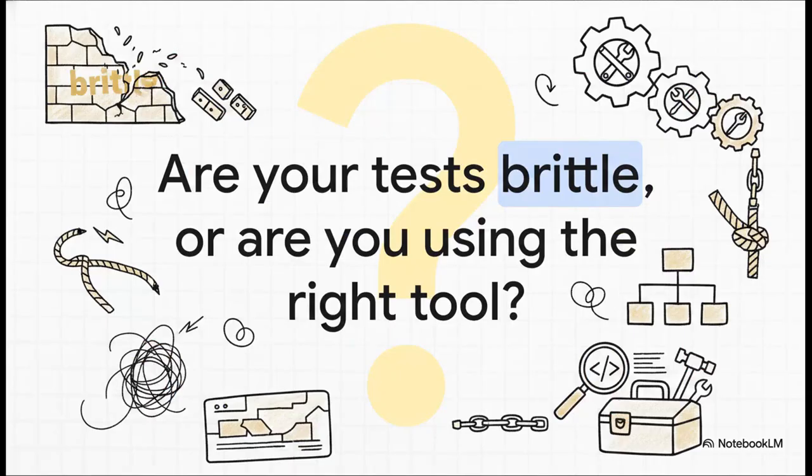So I want to leave you with this provocative question to think about. Are your tests brittle, constantly breaking every time the UI gets a tiny, minor update? Or are you a master craftsman, using the exact right locator tool for the job? I highly encourage you to audit your own test suites today. Apply this hierarchy, swap out those fragile absolute XPaths for resilient CSS or relative XPaths, and start writing truly unbreakable automation.